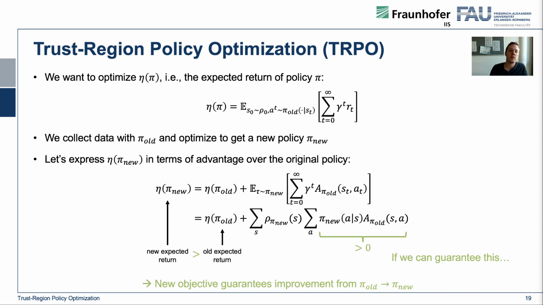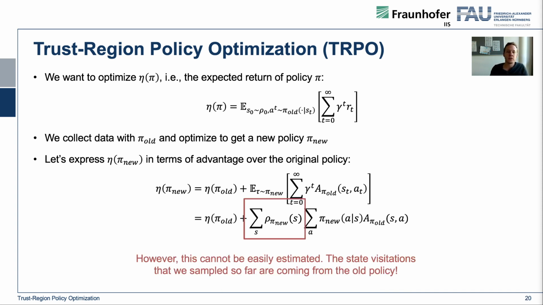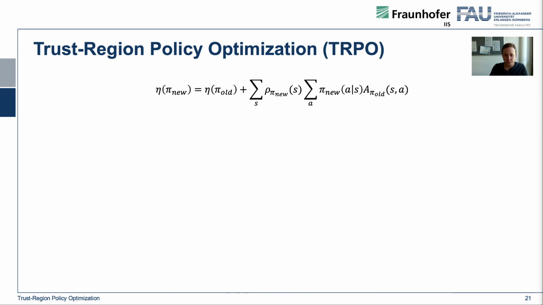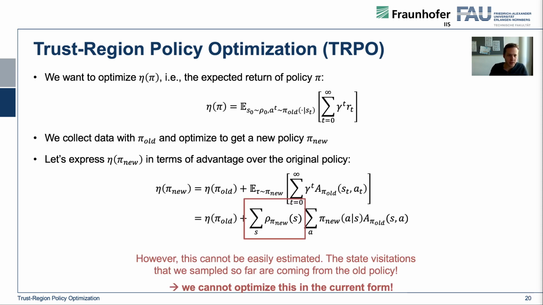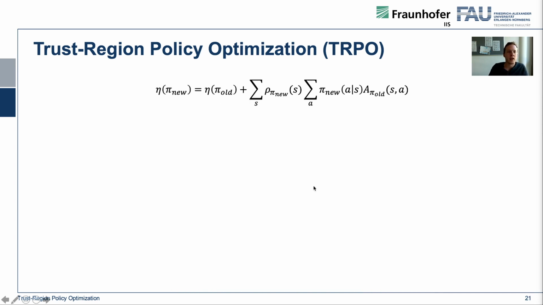However, we could formulate the problem like this. What we cannot do is something like this, because we cannot really estimate the discounted visitation frequency under the new policy, as we did not sample the states under the new policy. We just sampled so far from the old policy. So in the current form, we cannot optimize this objective function. This is the formula from here, which I put on the slide up here.